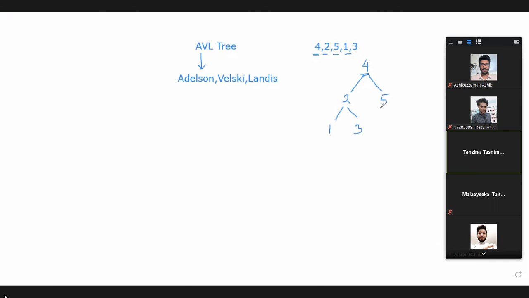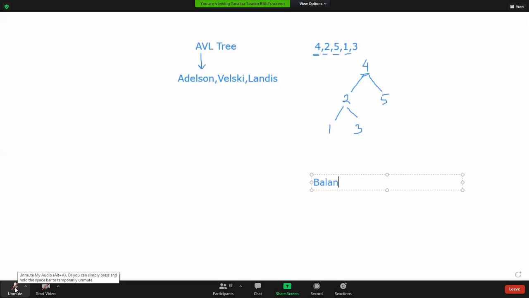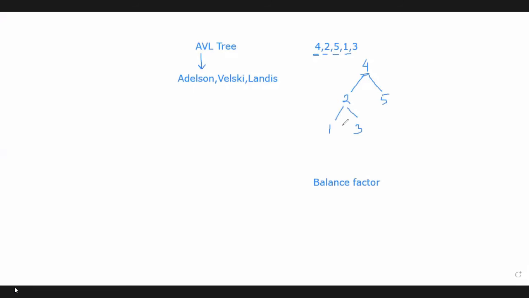When we created this binary search tree, did we calculate the balance factor? It's a new term for us, right? Balance factor. After creating a binary search tree, we don't know whether it is a balanced tree or not. So what is a balanced tree? This is the left subtree of 4, and this is the right subtree.